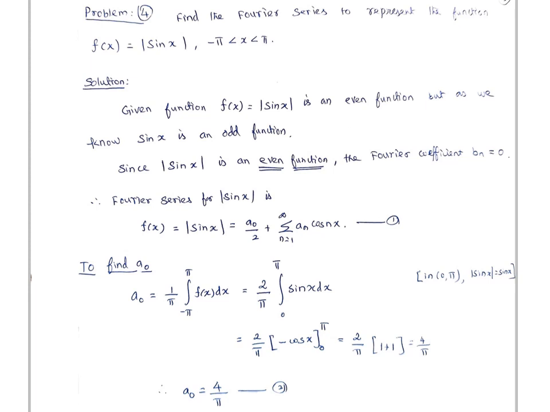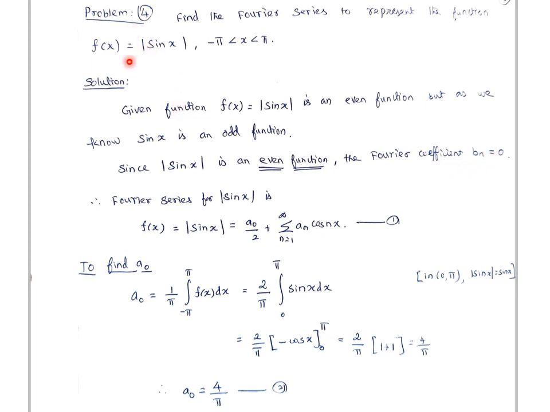And one more problem. Find the Fourier series to represent the function f of x equal to mod sin x in the region minus pi to plus pi. Here also we have to check whether the given function f of x is an odd function or an even function. As already studied, sin x is an odd function, but modulus of sin x is an even function. Therefore, the Fourier coefficient bn is equal to 0.